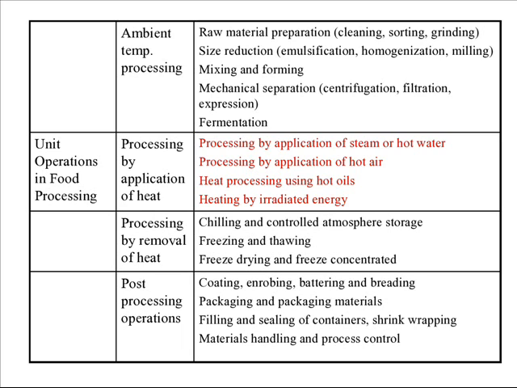Also under the processing by removal of heat, which is almost as common, you have chilling and controlled atmosphere storage, you have freezing and thawing, and also you have freeze drying and freeze concentration. Following those kinds of processes, you have post-processing operations such as coating, enrobing, battering, breading, packaging and packaging materials, filling and sealing of containers and shrink wrapping, and also you have materials handling and process control.